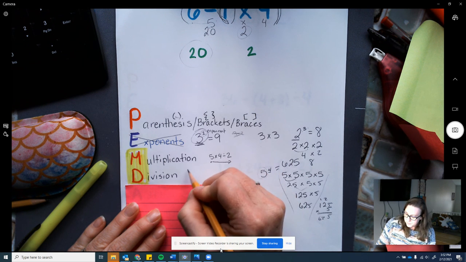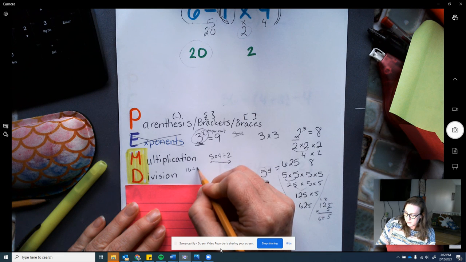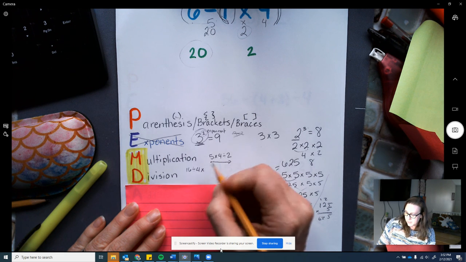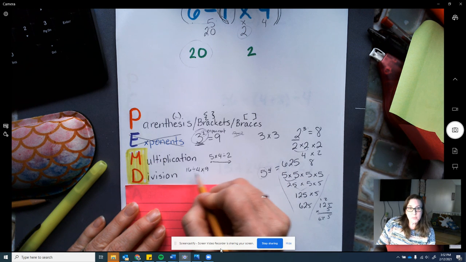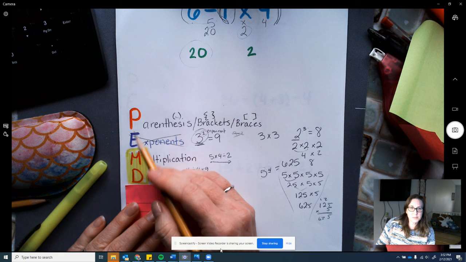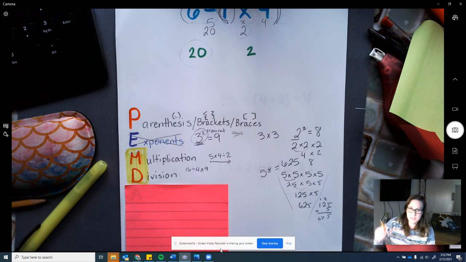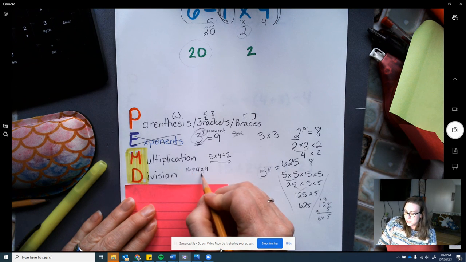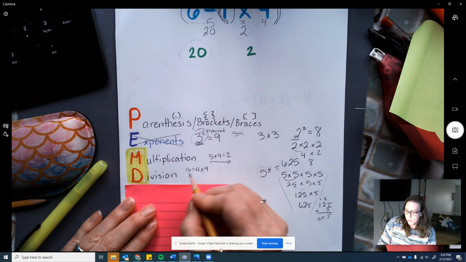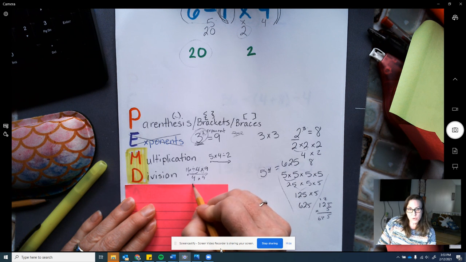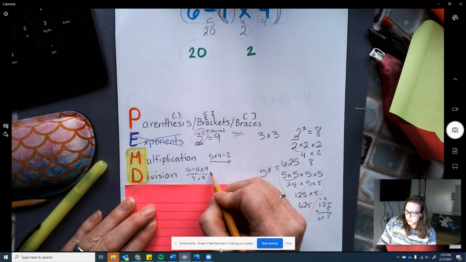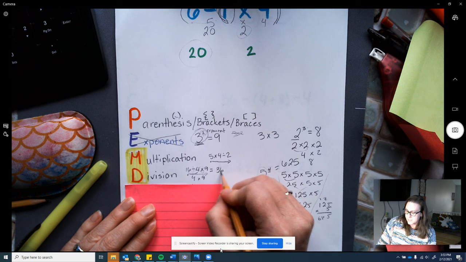All right, or if it's 16 divided by 4 times 9, the multiplication is not more important than the division just because it's here. It could have been PEDM. The division and multiplication are of equal importance. So if it has both of them in there, we start from the left and we move to the right. So we would solve this part first. So it'd be 4 times 9, because 16 divided by 4 is 4. And then we would say times 9, which would equal 36.